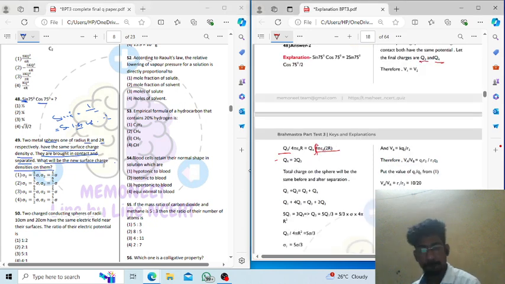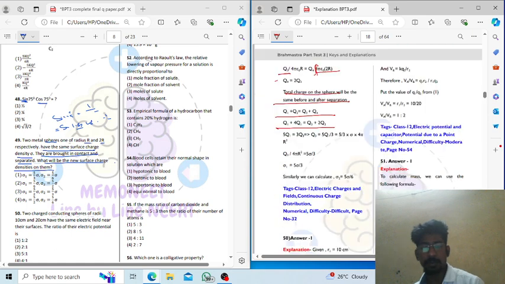So if you just add this, Q1 plus Q2 equals Q3 plus Q4. After adding all of this and putting all the values, you will get sigma 1 equals sigma 2 equals 5 sigma by 6.